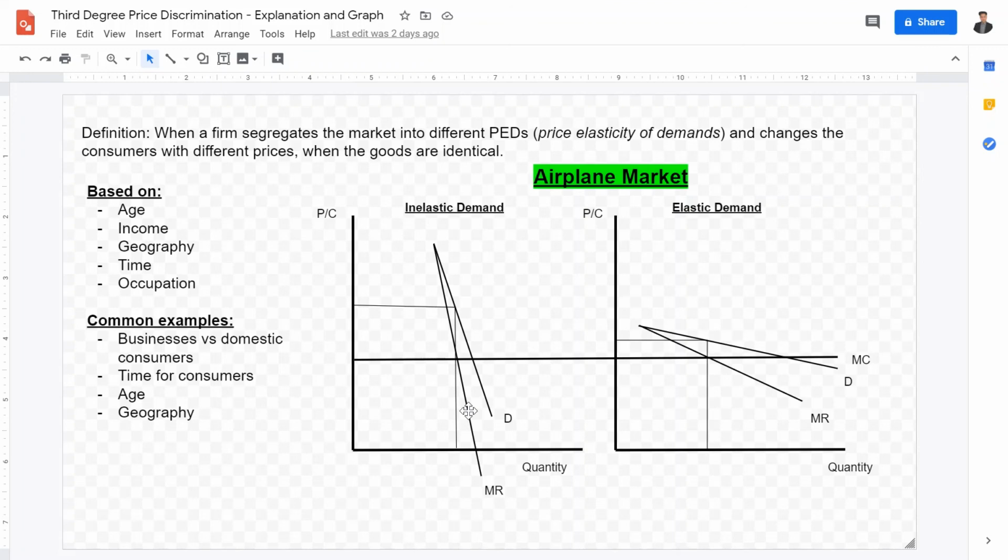Now, in order for this to occur, businesses must be able to ensure that resale does not occur. Resale is when you buy in a cheaper market and sell in a more expensive market. So businesses must also be able to ensure that resale does not occur in such third-degree price discrimination.